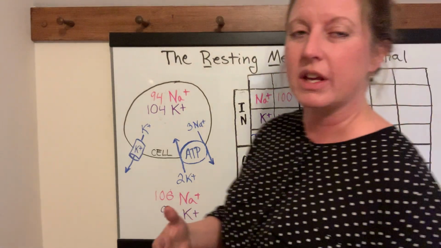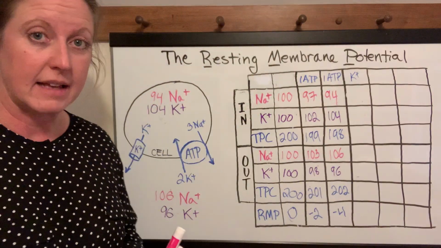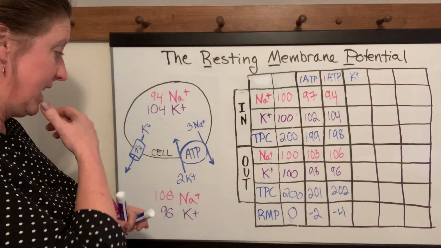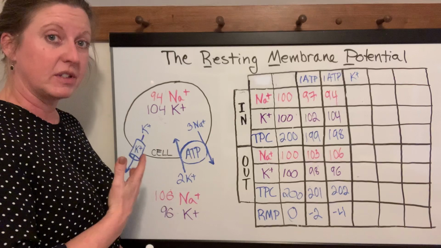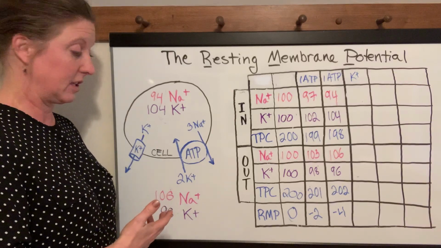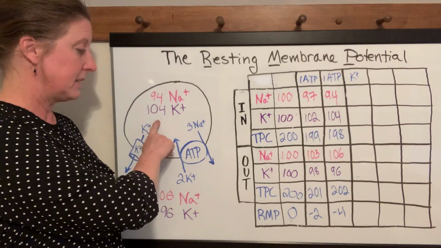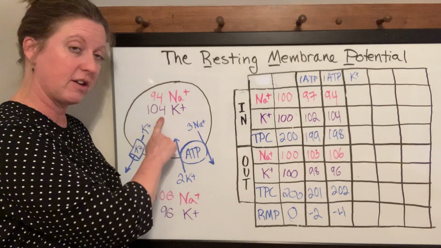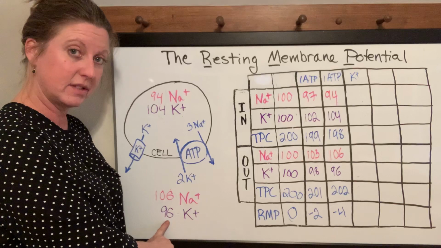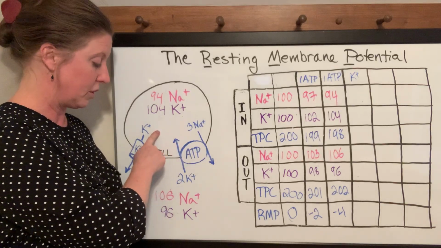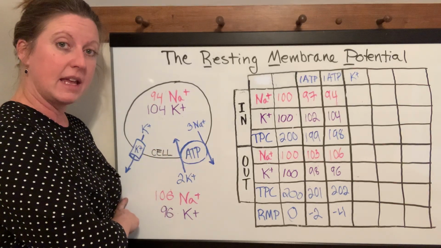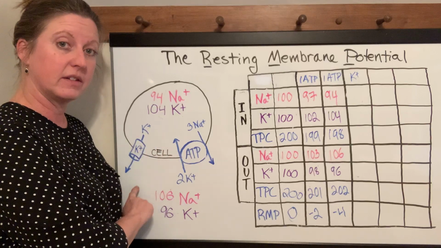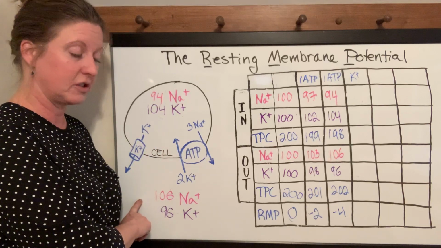Now, let's take a look at what happens when the leaky potassium channel becomes involved. Actually, it stays involved. It's always leaky. It's always open just a little bit. And because potassium has a higher concentration inside the cell than outside, potassium is going to go through the channel from inside to outside, or from high concentration to low concentration.